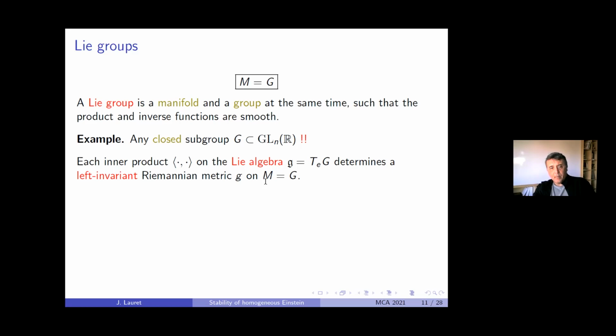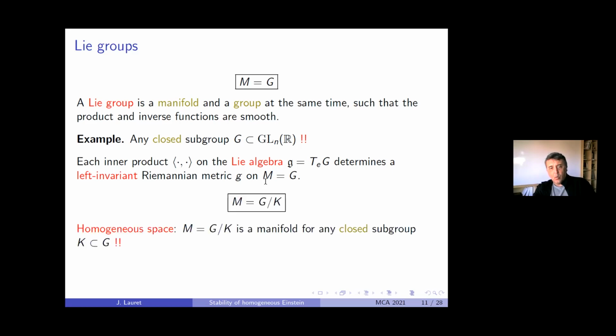On the other hand, we have also this other miracle, which are homogeneous spaces. You take a Lie group G and any closed subgroup K of G, and then the quotient, the coset space, admits a natural differentiable structure. It's a manifold.